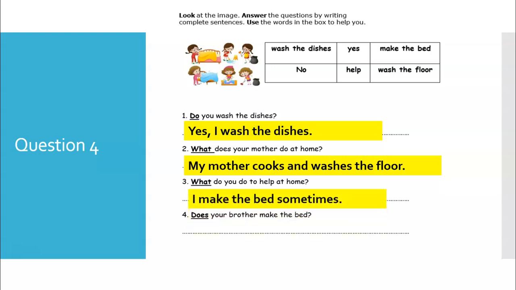Next one, what do you do to help at home? I make the bed sometimes, sometimes I make the bed to help at home. The last one, does your brother make the bed? You can say yes, he makes the bed, or you say no, he does not make the bed, as you like. The most important thing, grade 4, in writing, you need to write complete sentences.